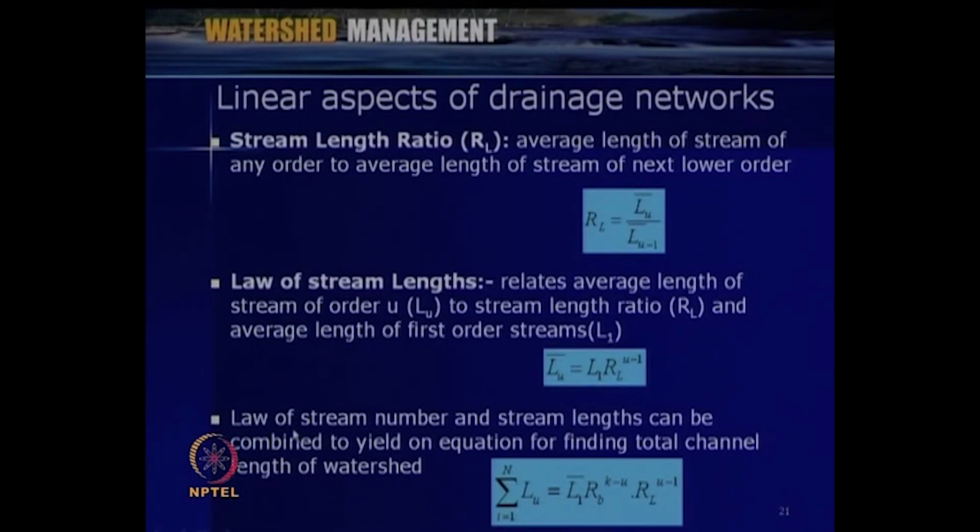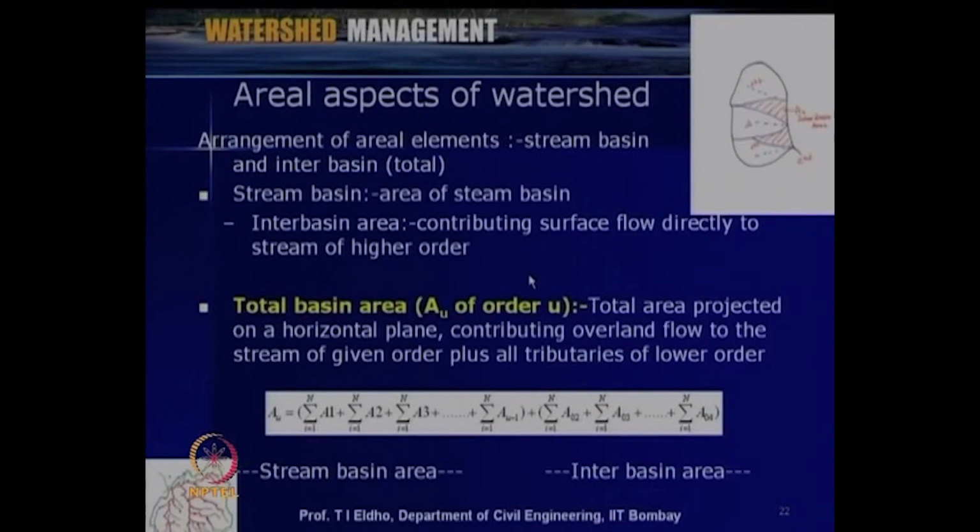Then another definition: the law of stream number and stream lengths can be combined to yield an equation for finding the total channel length. So, the total channel length we can identify based on the law of stream number and the stream lengths. So, sigma i equal to 1 to n Lu is equal to L1 bar into Rb to the power k minus u into RL to the power u minus 1. So, these are some of the important linear aspects. We can quantify the drainage pattern as far as the length of the drainage pattern or the variations within the watershed by using the linear aspects.